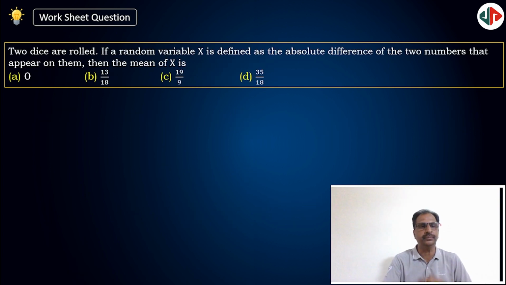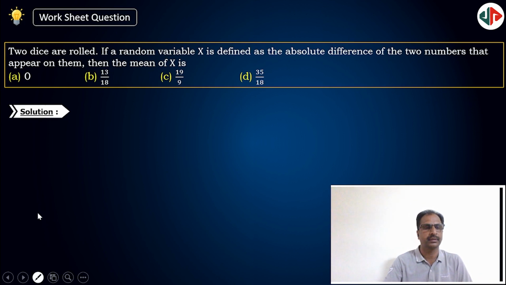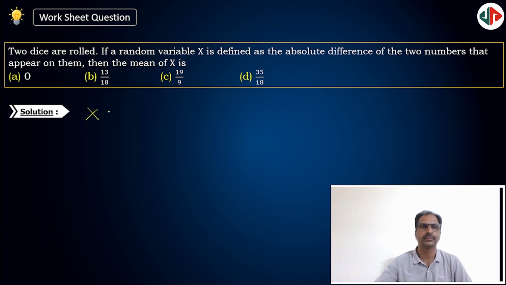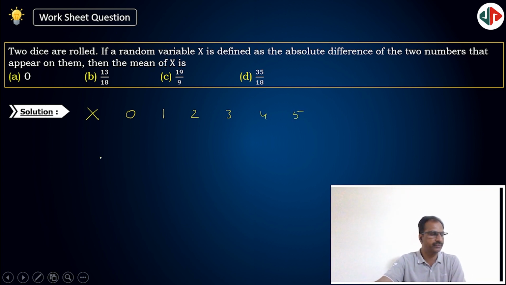Next question, 2 dice are rolled. If a random variable x is defined as the absolute difference of two numbers that appear on them. When 2 dice are rolled, what will be the absolute difference of the numbers that are possible? Suppose if you get same numbers on both the dice, difference will be 0. Or if you get 5 and 6, difference will be 1. Difference may be 2, difference may be 3, 4, 5. Maximum value of x is 5. Then let us find the probabilities.